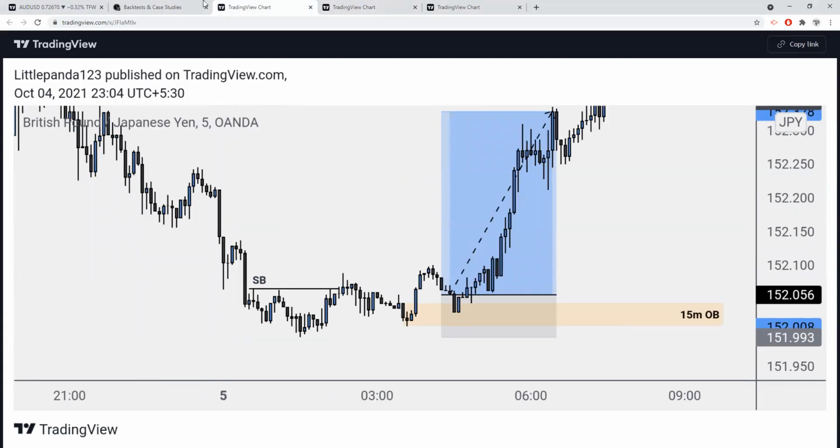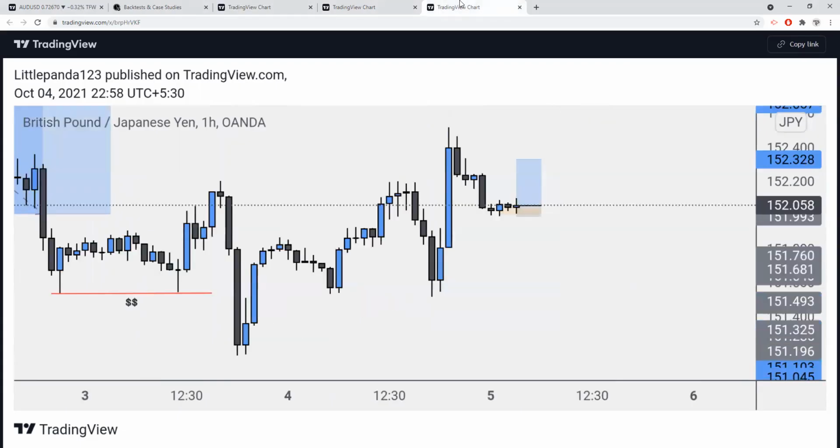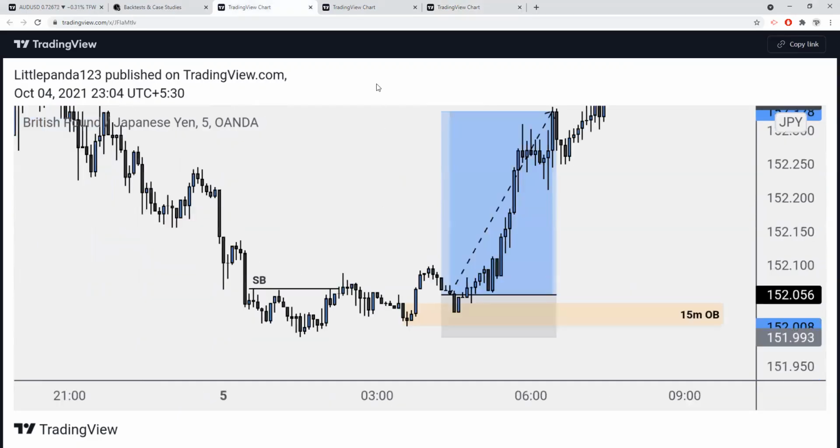And yeah, there is your 2.0 setup. Basically this one worked because it was a 2.0. We have a massive impulse, very nice correction. And what you wait for is for the 15-minute to turn from a downtrend to flat, break, retest at an OB, and then it explodes.